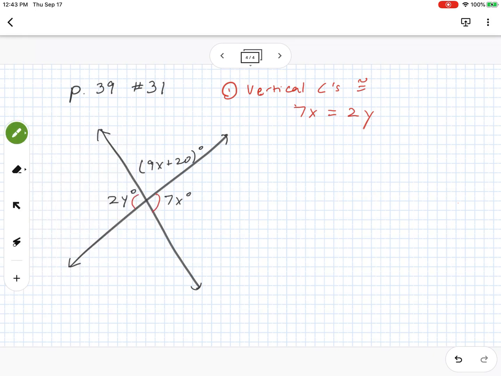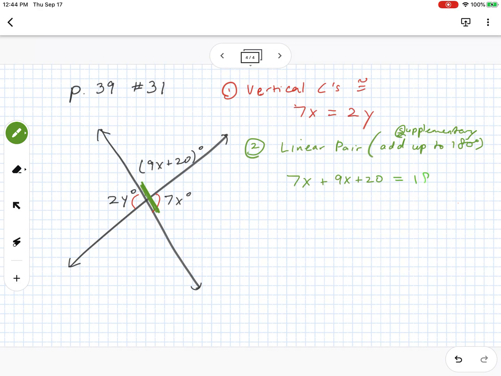And so we scan our board a little bit, and you might notice that the 7x and the 9x plus 20 form a line, right? So they form a linear pair, which we know means that they add up to 180 degrees, which means that they are supplementary, because supplementary means straight. Okay, and so right there we can set up an equation: 7x plus 9x plus 20 equals 180 degrees. And from there, this just becomes an algebra problem. So 7x plus 9x, which is 16x, plus 20 equals 180.